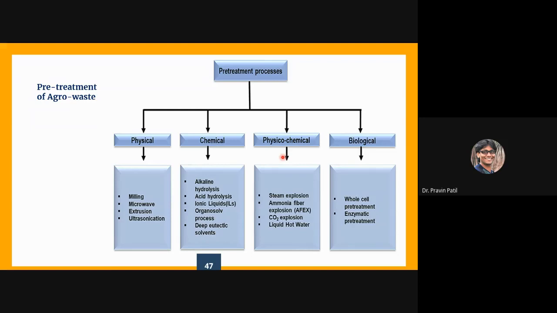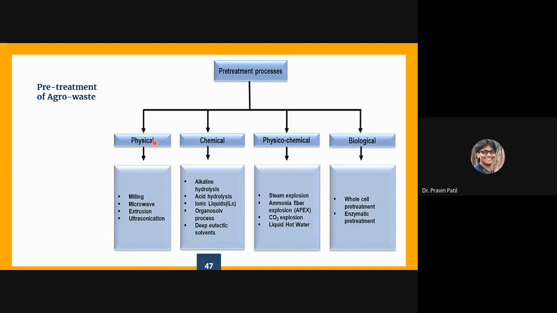So basically there are four types of pre-treatments. The first one is the physical, the second is chemical, the third one is the physiochemical, and the fourth one is biological. Of course, we are only going to apply biological, for the obvious reason that it is efficient, environment friendly, and a sustainable process. However, we must know what the different types are.